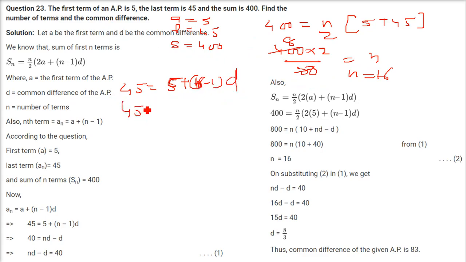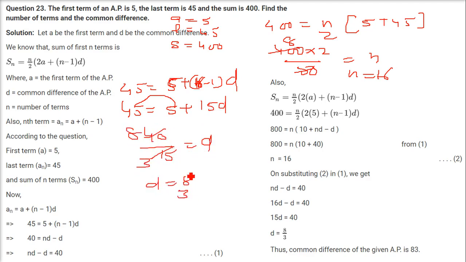So 45 equals 5 plus 16 minus 1, that is 15d. This goes here. 45 minus 5 is 40, divided by 15. So 5 3s are 15 and 5 8s are 40. So d is going to be 8 by 3. This is the answer.